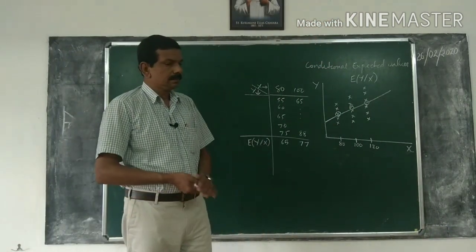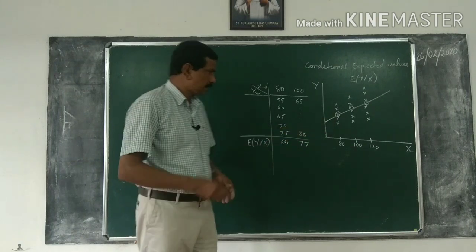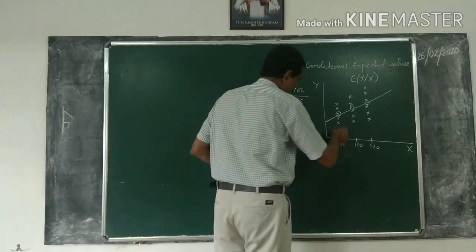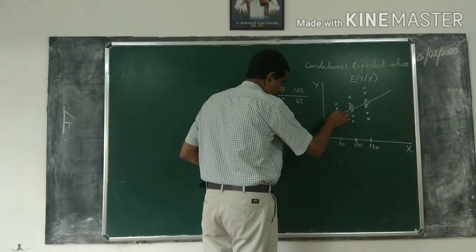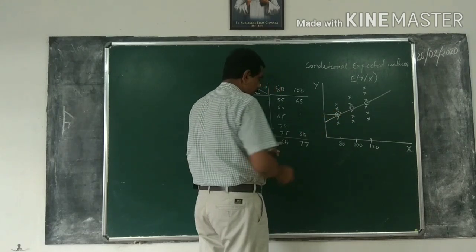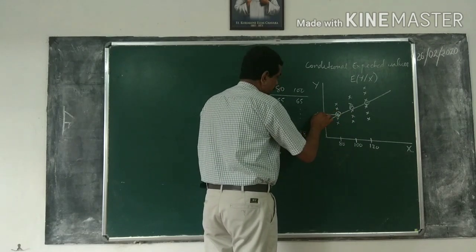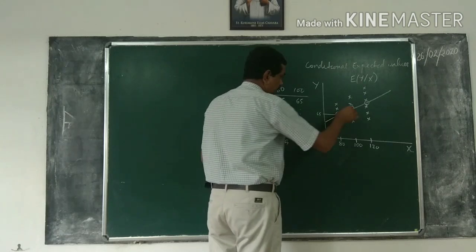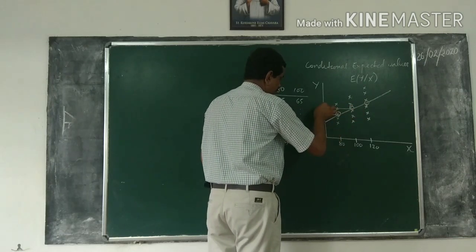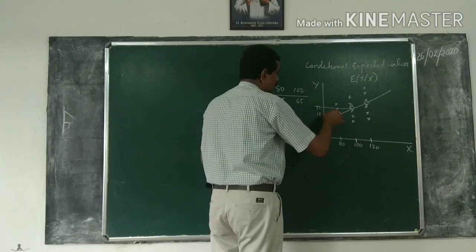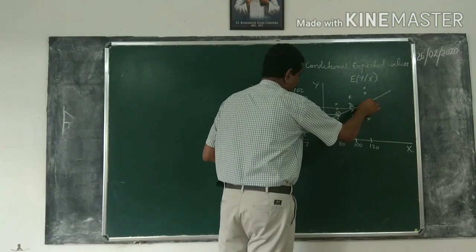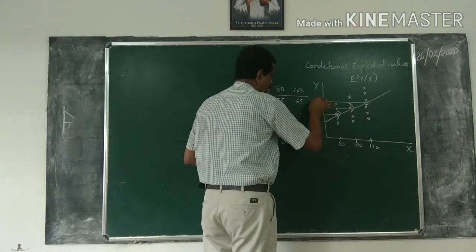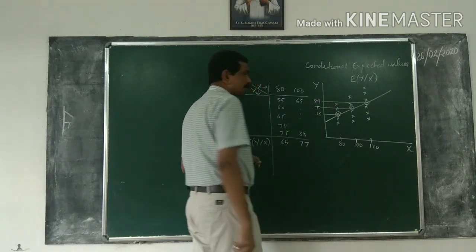Now, in this graph, when income is equal to 80, the conditional expected value is 65. When income is equal to 100, it is 77, etc. When income is equal to 120, another value, say 89, like that.